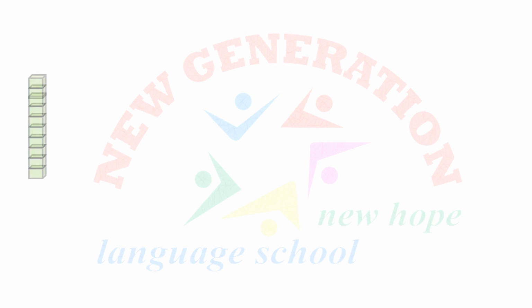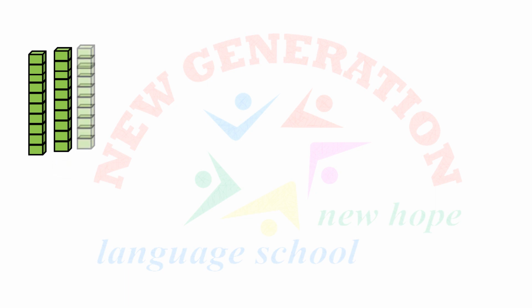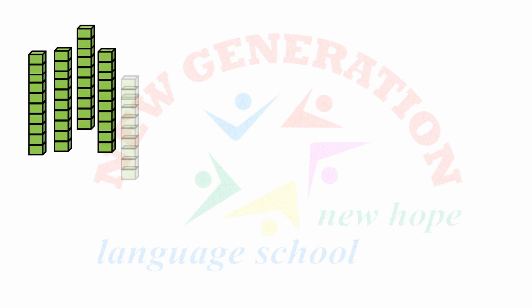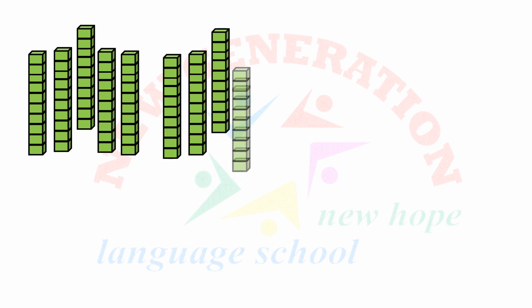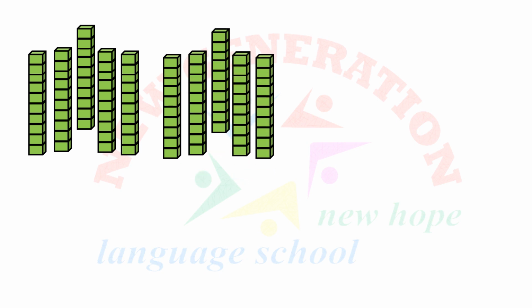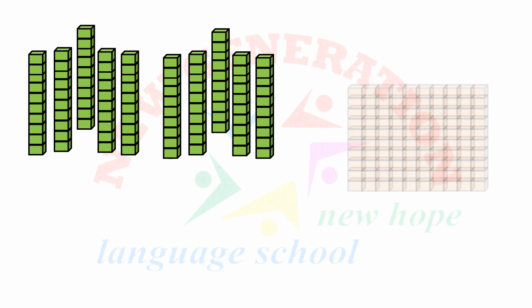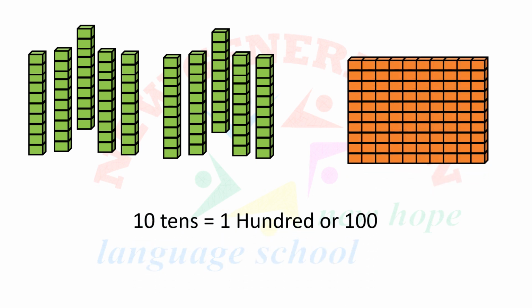Also the same. Count with me how many blocks of 10. 1, 2, 3, 4, 5, 6, 7, 8, 9, and 10. The 10 tens are 100. So the wall of 100 has 10 tens.